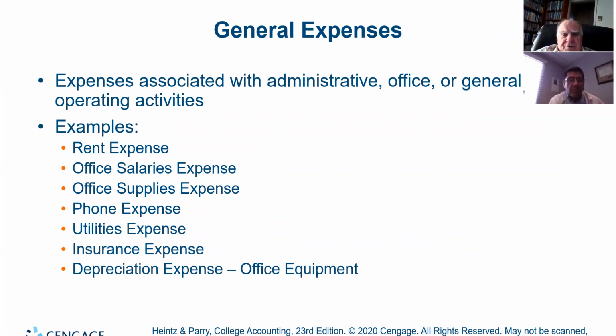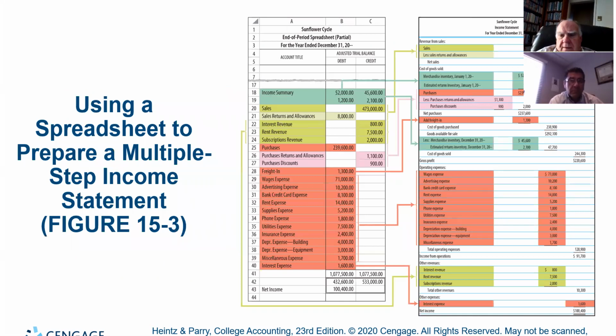Okay. And the reason we separate them into the multi-step income statement is you want to know how you're spending your money. You want to be able to look at the selling expense pocket and compare it to budget and see if you're hitting your targets. And it just provides more information.